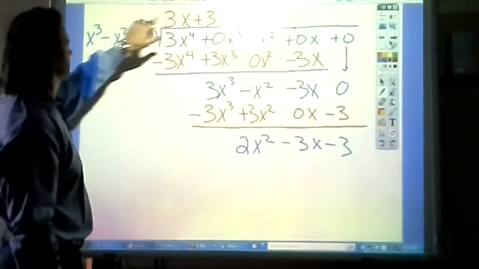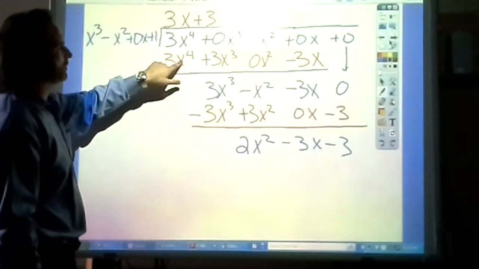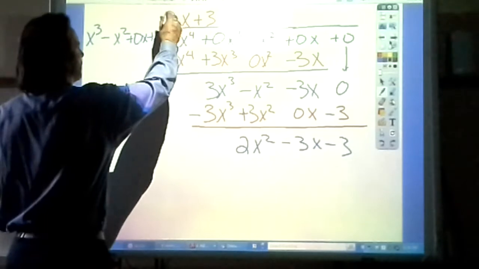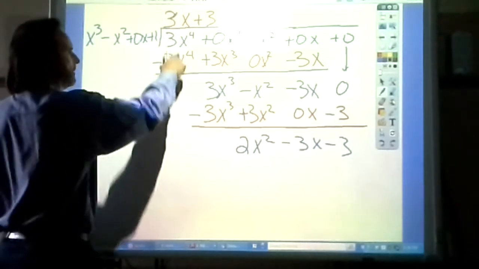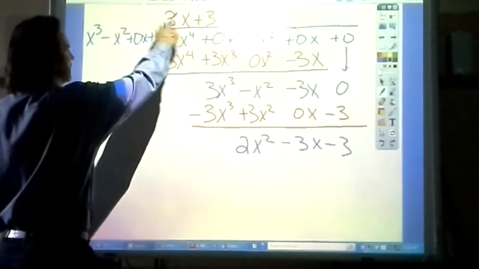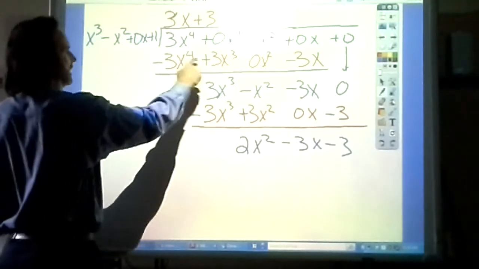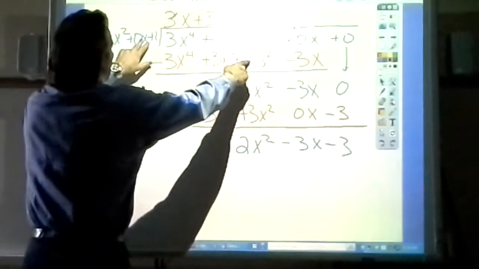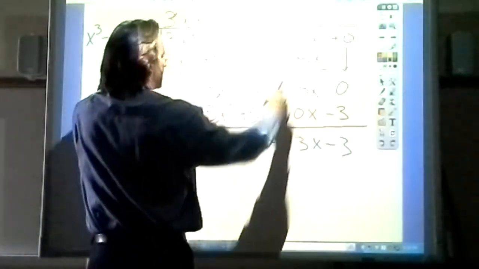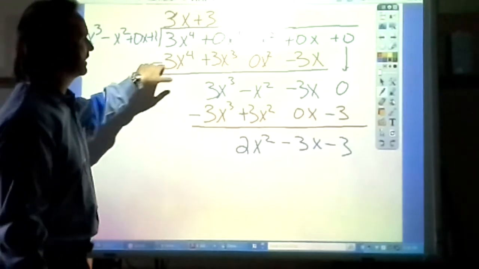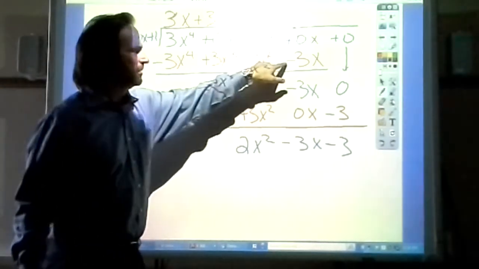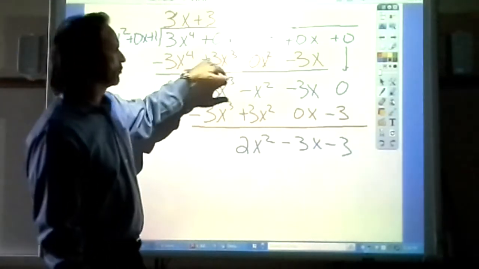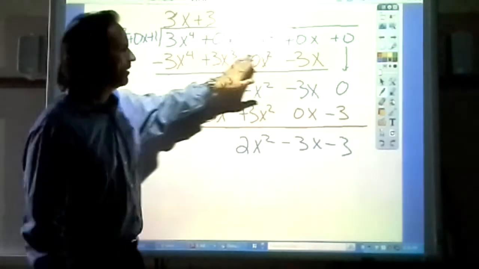So 3x times x cubed is 3x to the fourth. I've already changed the signs. I've already worked this out. So remember, this times this is 3x to the fourth. They match up. That's my check. Then 3x times negative x squared is a negative 3x cubed. And 3x times 0 and 3x times 1 is 3x. And then I've already changed the signs. So minus, that became a plus, that became a minus, and I combined. You see the red and blue, I've already distributed the negative to all 4 of those.